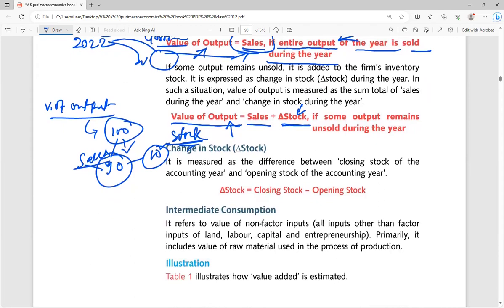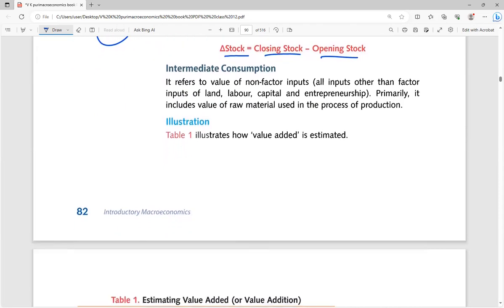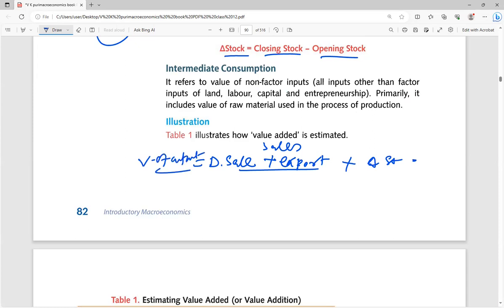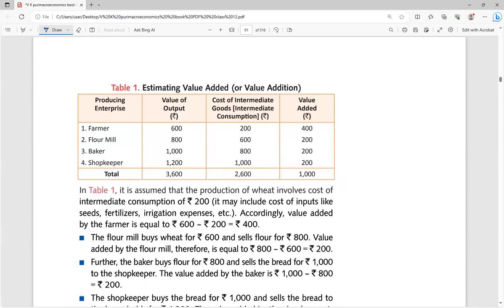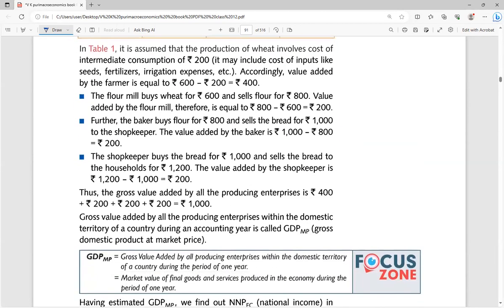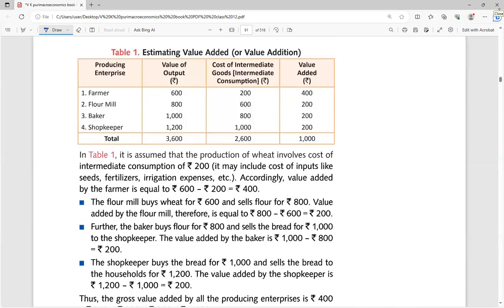So value of output equals sales plus change in stock. And remember that change in stock equals closing stock minus opening stock. Also remember that if domestic sales are given, you have to add exports. We should add exports also for finding the sales. So sales equals domestic sales plus exports, plus change in stock. That will become the value of output. Clear? And intermediate consumption, in a simple way, is the raw materials you are using there. But intermediate consumption does not include any fixed assets, remember that. So today, up to this only.